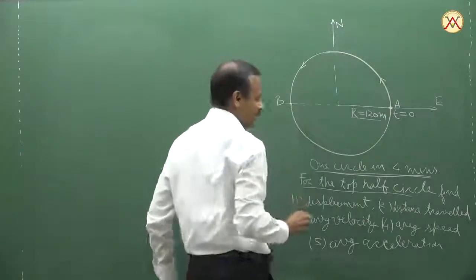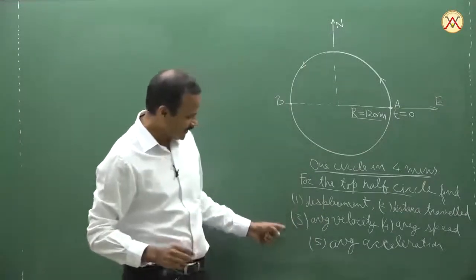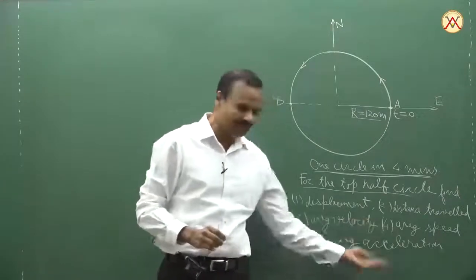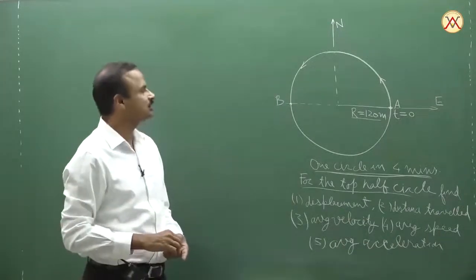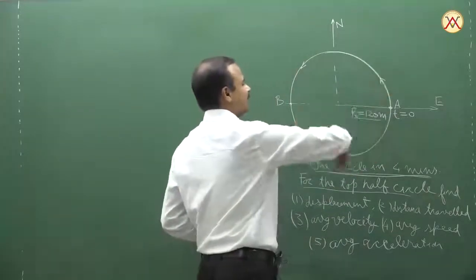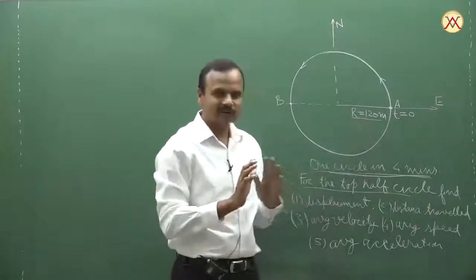Now, for the top half of the circle, that means from A to B, we just have to consider this half circular part. For this part, we have to find these 5 things: displacement, distance traveled, average velocity, average speed, and average acceleration. So the person is running along this, and he is moving at a constant speed.